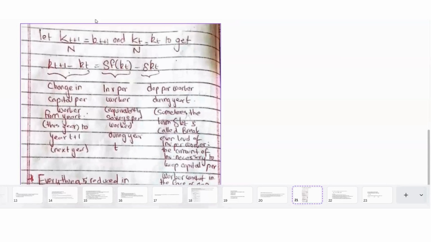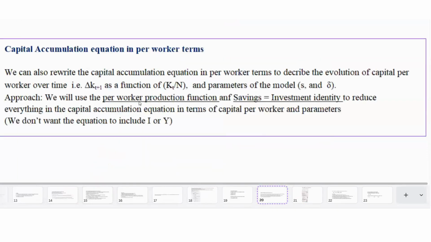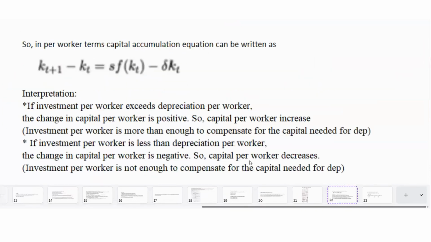So we're saying change in capital per worker is equal to investment per worker, equivalently savings per worker, minus depreciation per worker, which is also sometimes known as the break-even level of investment per worker. So everything now has been reduced in terms of capital per worker and the parameters of the model. So we have been able to write the capital accumulation equation in per worker terms to describe the evolution of capital per worker over time, i.e. express change in capital per worker as a function of capital per worker and parameters of the model.